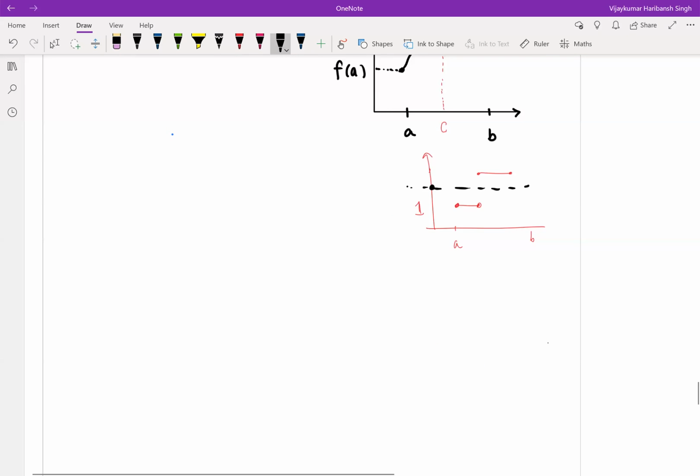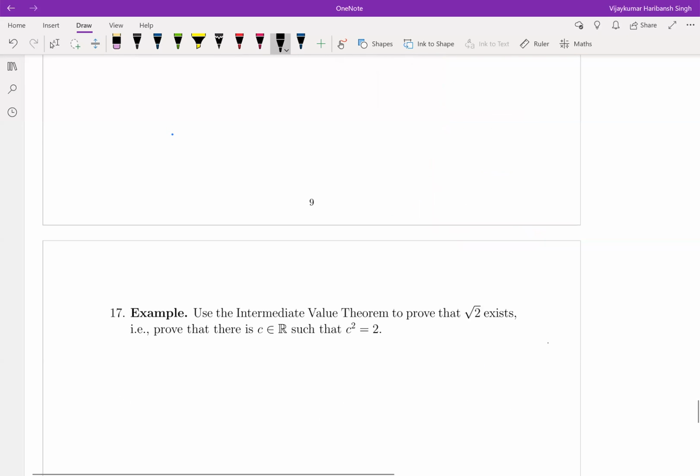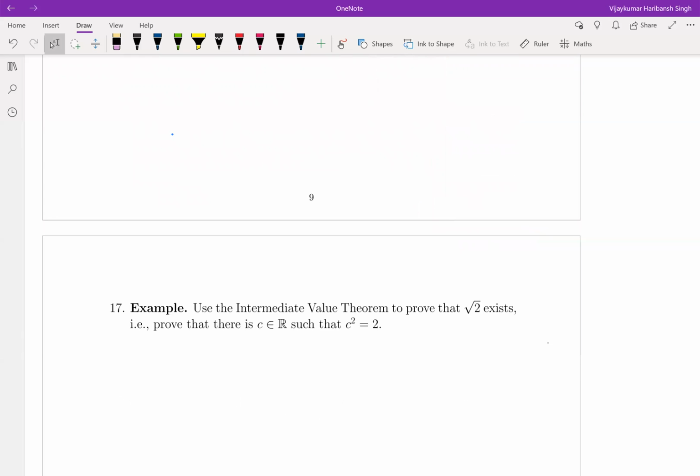Let's see why it is powerful. Use the intermediate value theorem to say that square root of 2 exists. That means to prove that there is a real number c such that c squared equals 2. So we want a number such that c squared equals 2, or we want x squared minus 2 to have a 0, right? So let f of x be x squared minus 2.